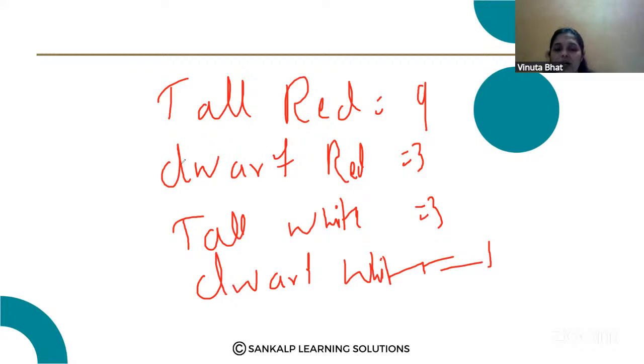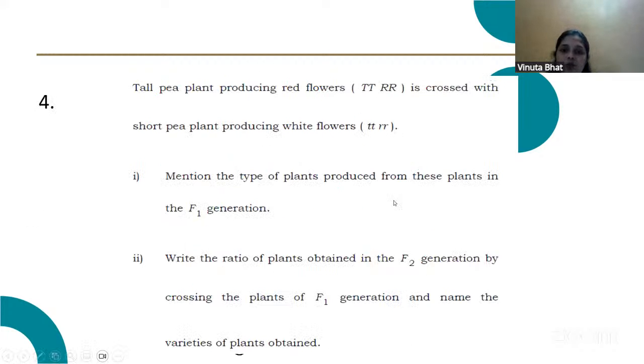Okay, so I hope this question is clear. Please note down the question and try to practice this checkerboard. That is very important to practice. This is one of the important questions for your exam. Please note down the question, try to solve it, and practice this checkerboard.